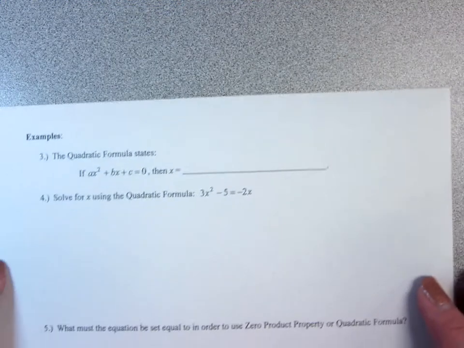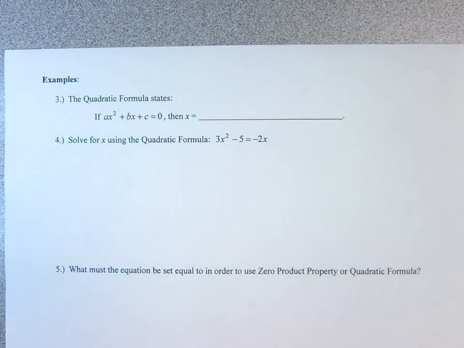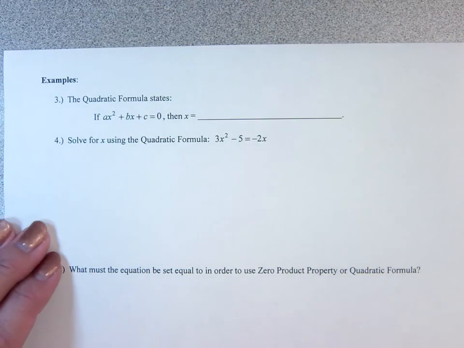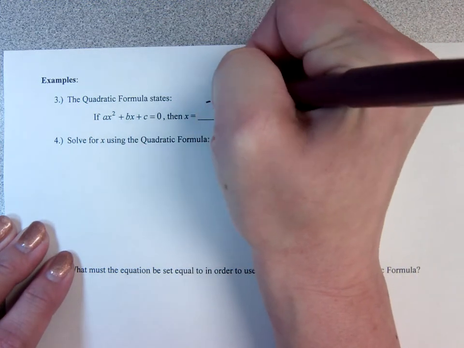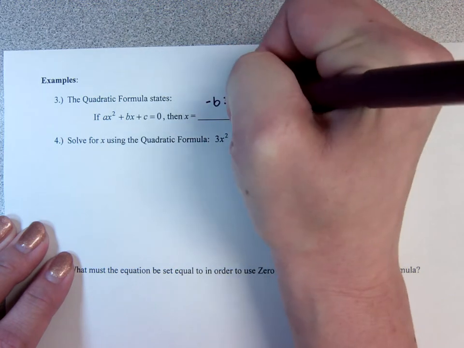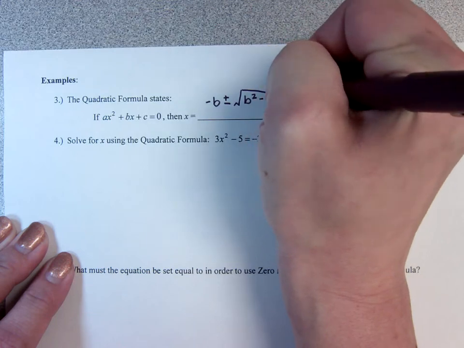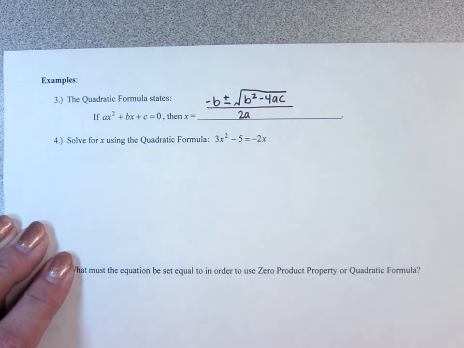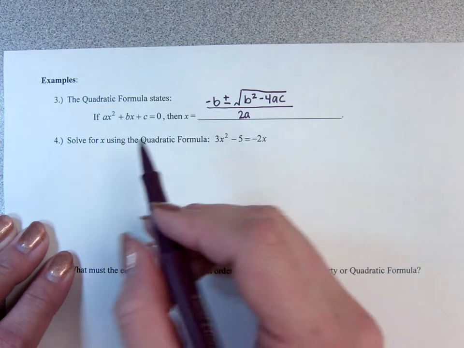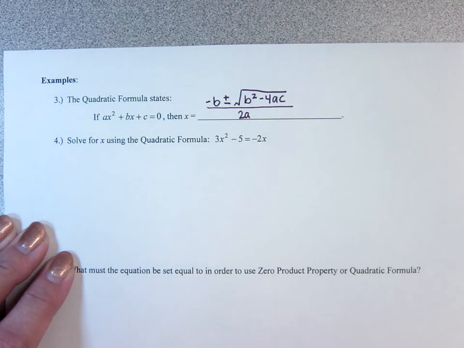Now on the back side, we are looking at the quadratic formula. Hopefully this is just a review from last year, but the quadratic formula states, if ax squared plus bx plus c equals 0, then x equals negative b plus or minus the square root of b squared minus 4ac, all of that over 2 times a. Basically what this means is you're taking your coefficients, the a, the b, and then the c is the constant, and just plugging in to that formula right there.